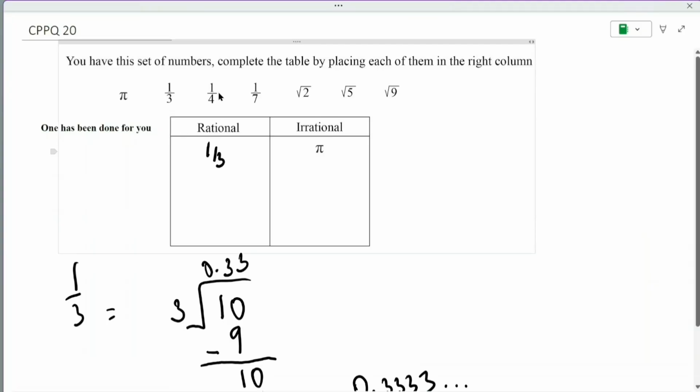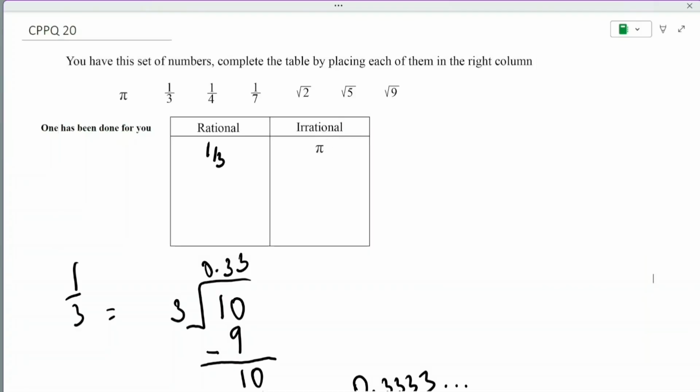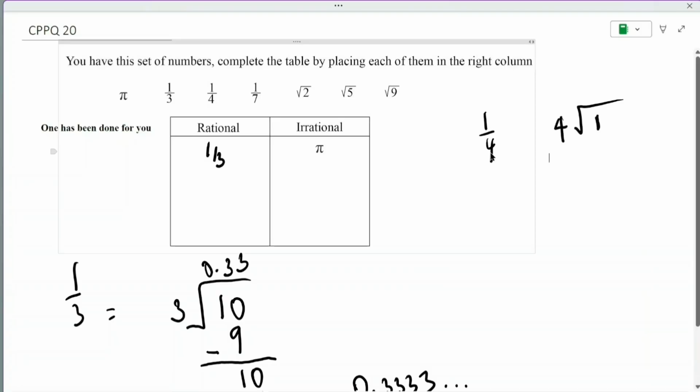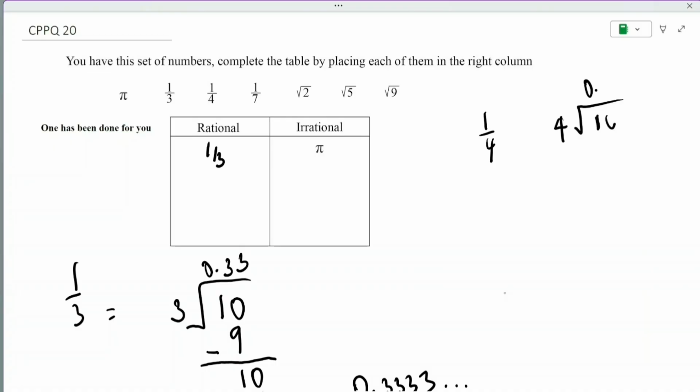The next you have is 1 over 4. That's also a fraction. You have to convert it to a decimal to know if it's rational or irrational. So you have 1 over 4. You have your dividing sign. You have 1 on the inside, 4 on the outside. The 1 is the numerator, the 4 is the denominator. So you divide. 4 in 1, 4 is greater than 1. So you cannot have 4 in 1. So you have to add a decimal point. Then increase this 1 to 10.